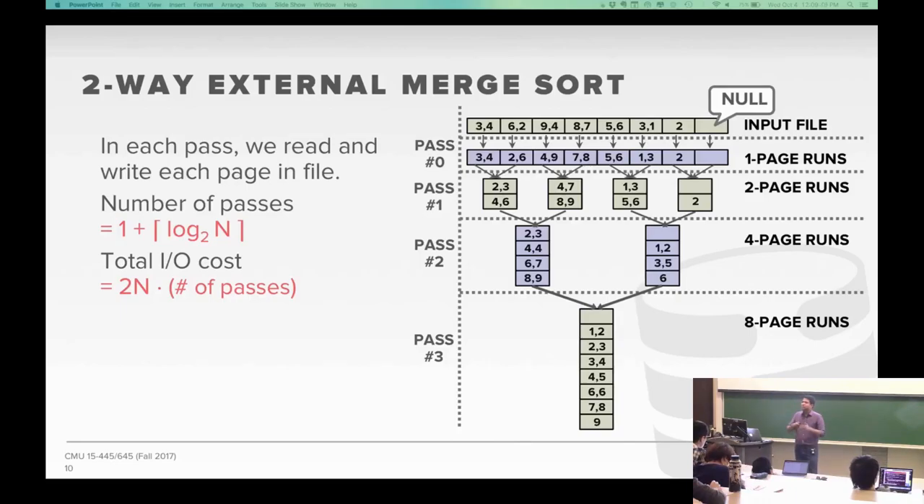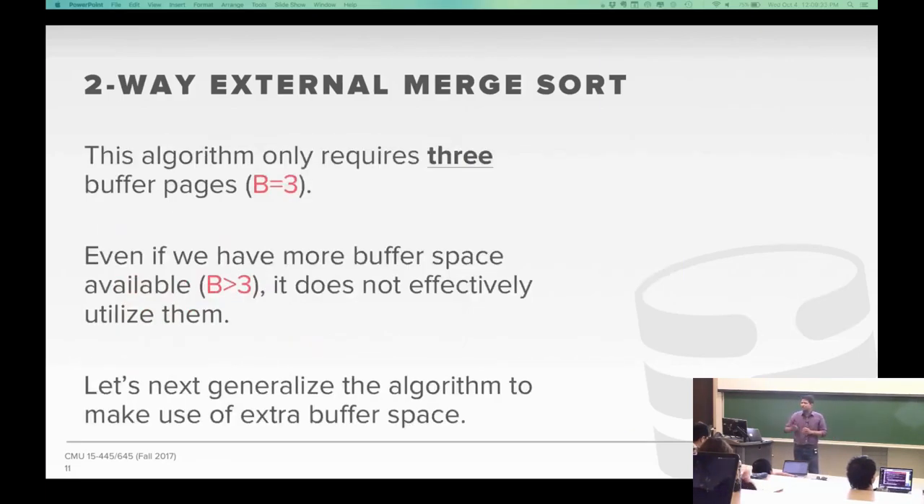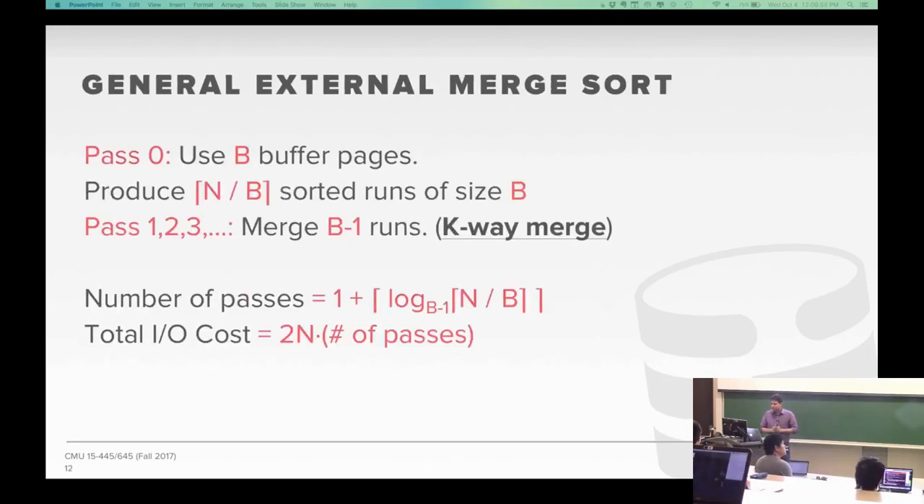Okay, so we will next generalize this design to make use of all the buffers we will have in memory. The high-level design of this algorithm is to employ a divide-and-conquer strategy, and you recursively sort the subfiles and merge them back, and you repeat this process until you converge. This algorithm only requires three buffer pages, as Aaron just mentioned, but if we generalize to a scenario where we have more than three buffers, so B greater than 3, how can we make use of these extra buffers? Can we use them to reduce the number of disk accesses? Because we want to reduce the number of I/Os in the algorithm. So that's the target of the general external merge sort algorithm.